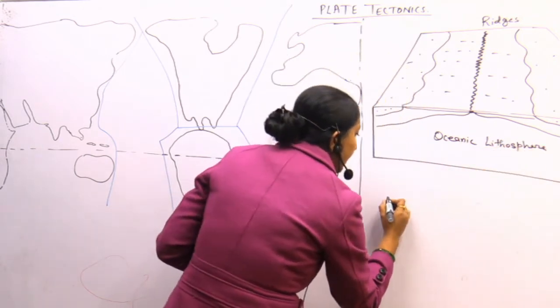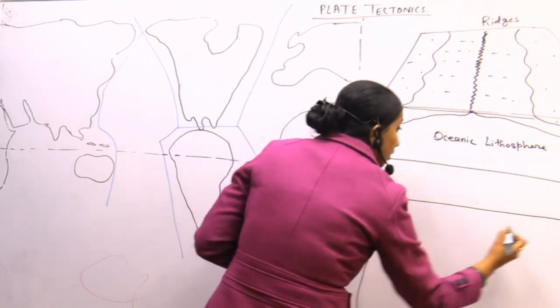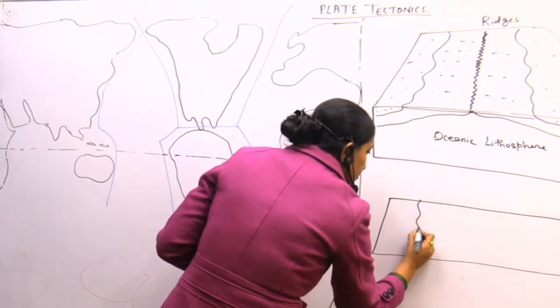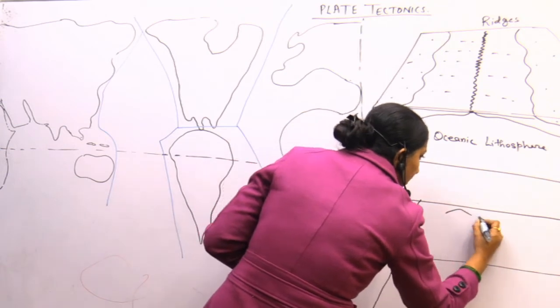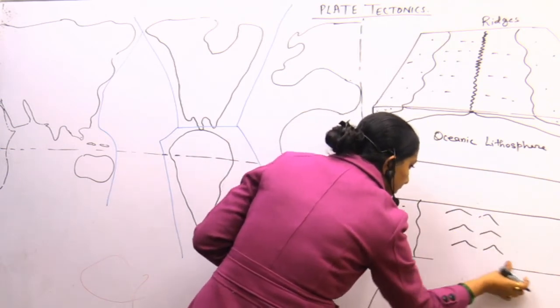But by contrast, if we see the continental lithosphere, how is it? Suppose this is the ocean, while this is the continent part. So on the continent there is a mountain area.